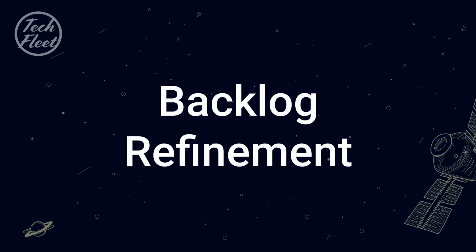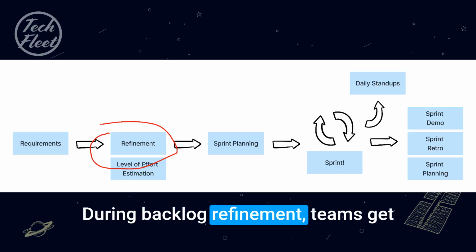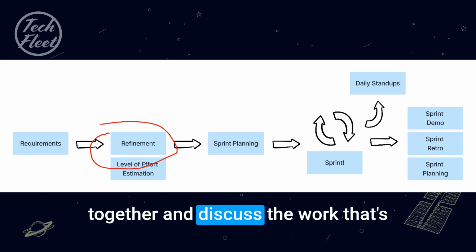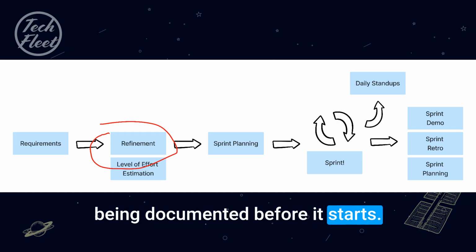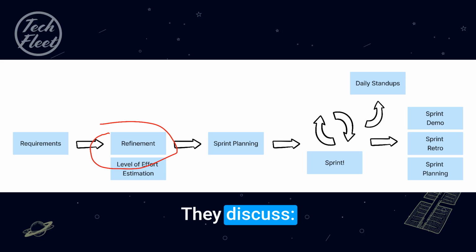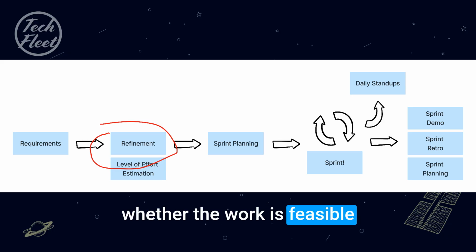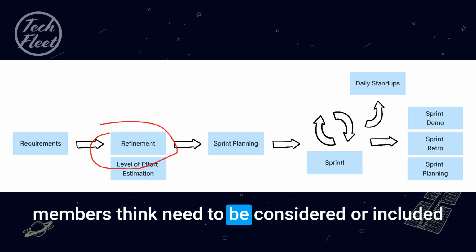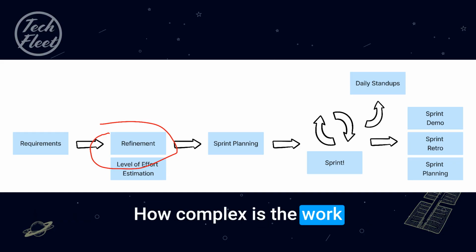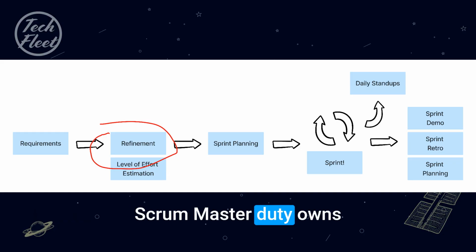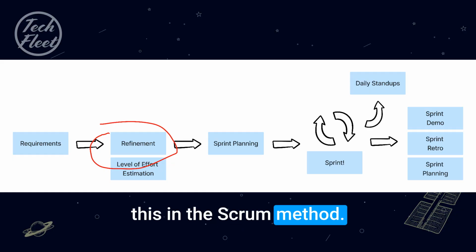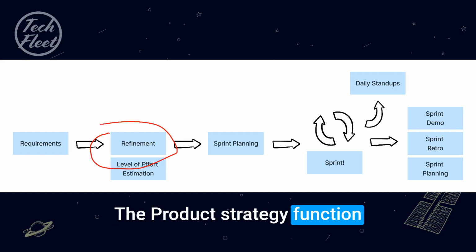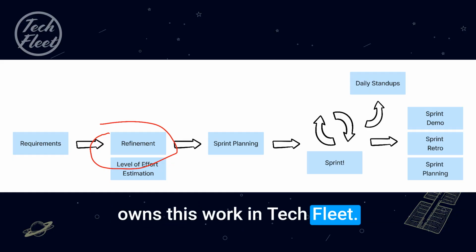Backlog refinement. During backlog refinement, teams get together and discuss the work that's being documented before it starts. They discuss whether the work is feasible, what the design members and development members think needs to be considered or included, and how complex the work is. Scrum Master Duty owns this in the Scrum method. The product strategy function owns this work in Tech Fleet.